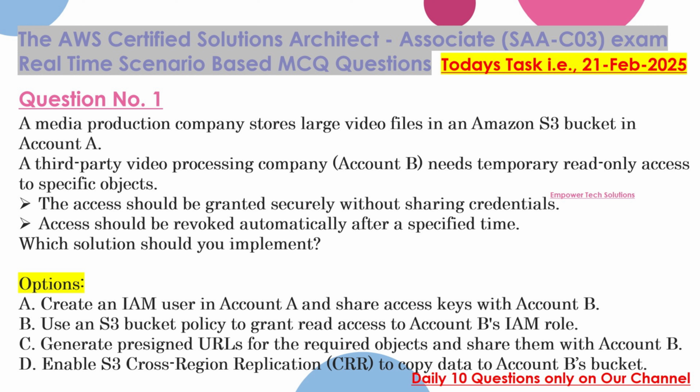Options: A. Create an IAM user in account A and share access keys with account B. B. Use an S3 bucket policy to grant read access to account B's IAM role. C. Generate pre-signed URLs for the required objects and share them with account B. D. Enable S3 cross-region replication, CRR, to copy data to account B's bucket.